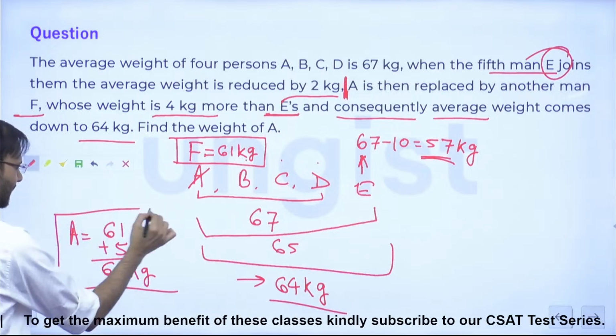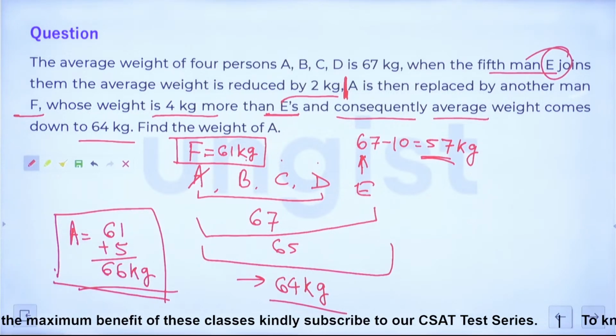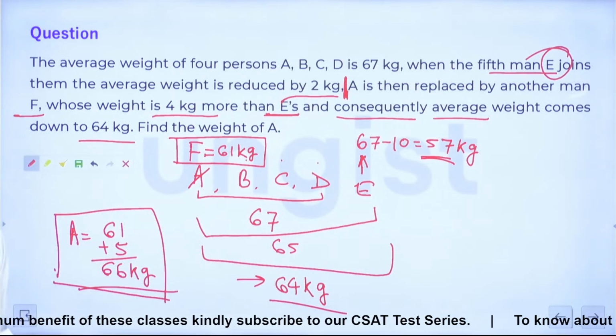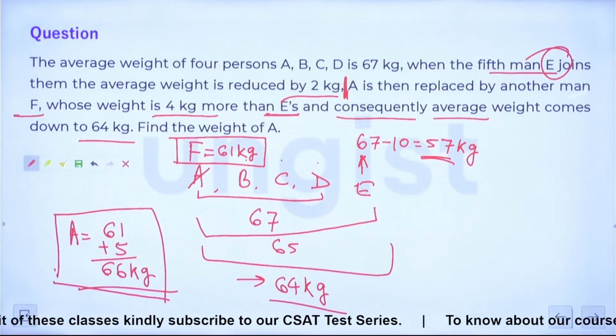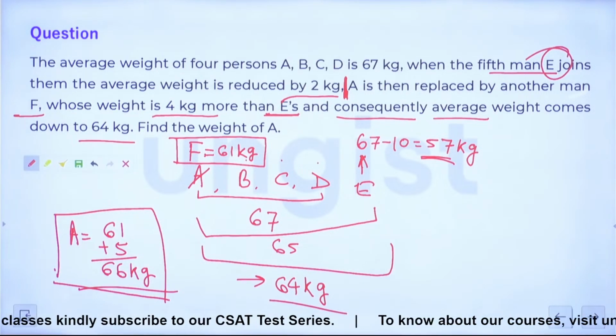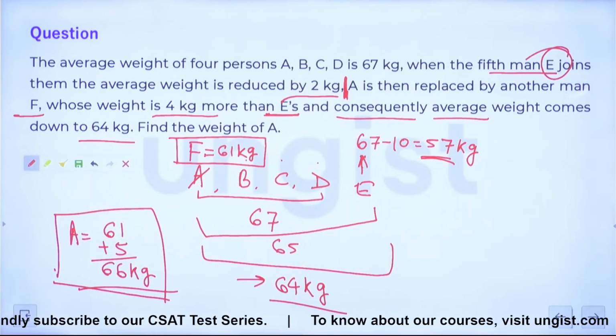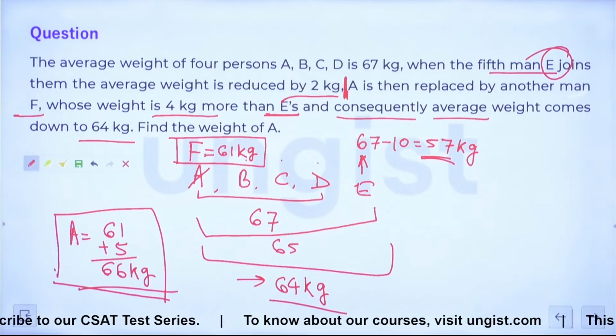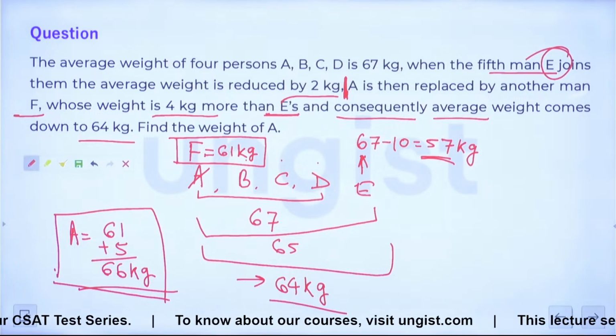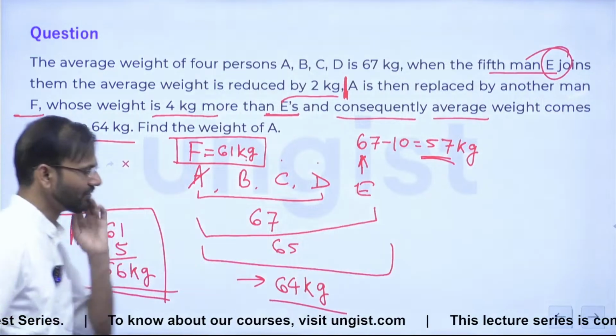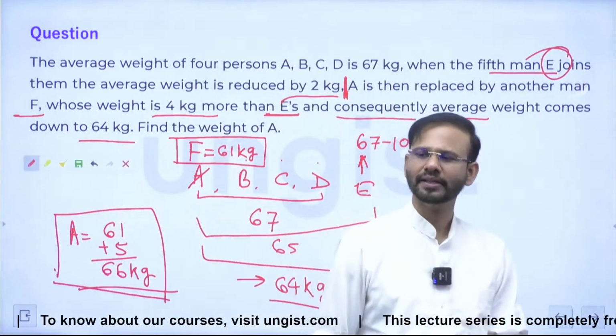I'll be repeating the question in Hindi also, don't worry guys. So the weight of A was 61 plus 5 is 66 kg. Now everybody, I am repeating this question in Hindi.